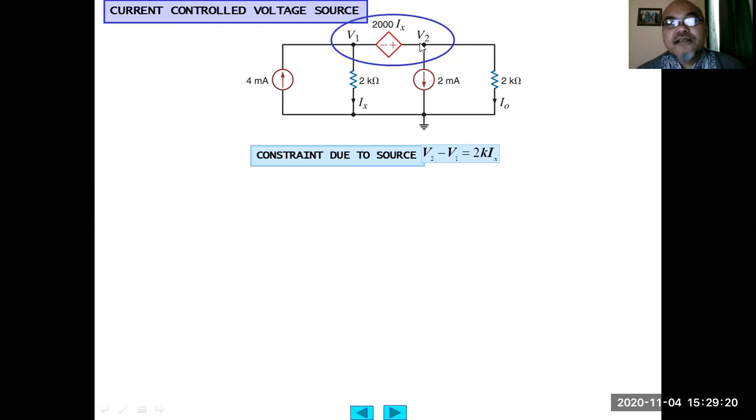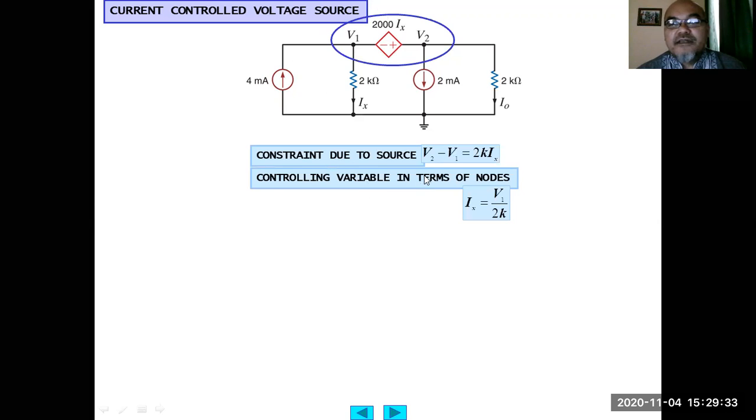Here V2 minus V1, the constraint equation of this supernode, equals 2000 Ix. Then the current controlling variable in terms of the node voltage is Ix equals V1 divided by 2K, 2 kilo ohm. And yes, any question?